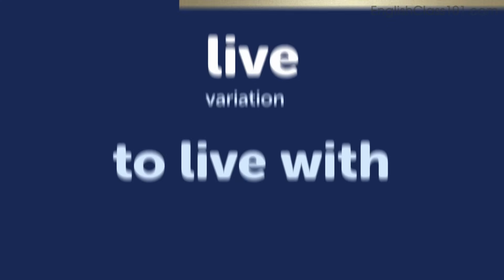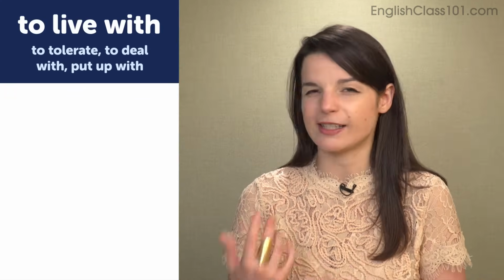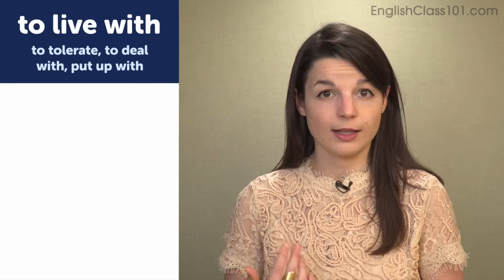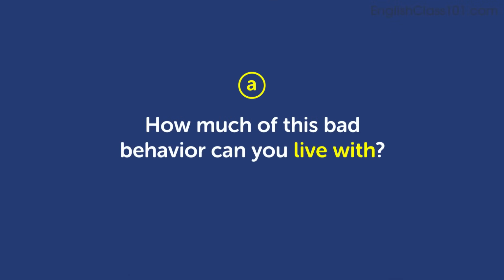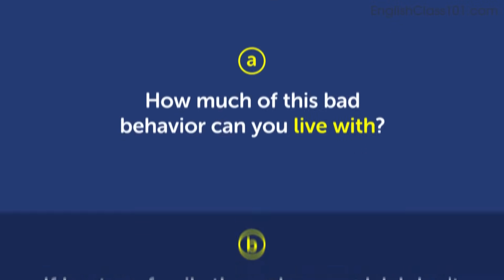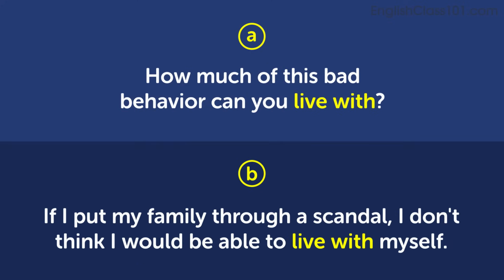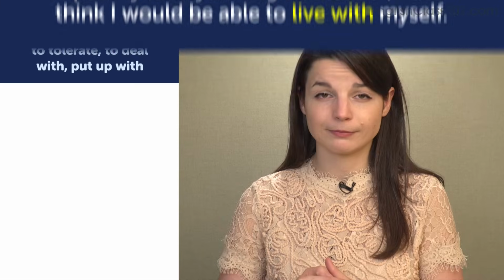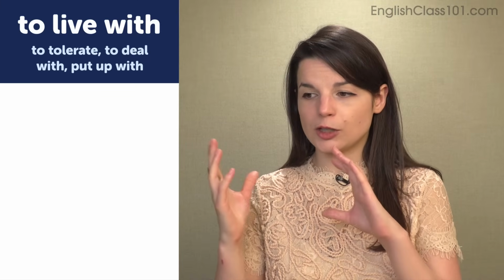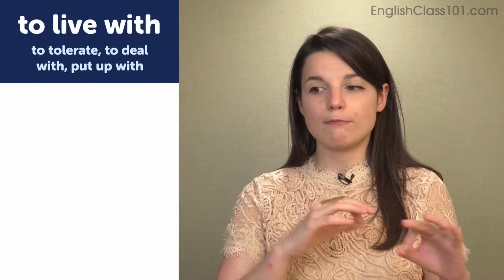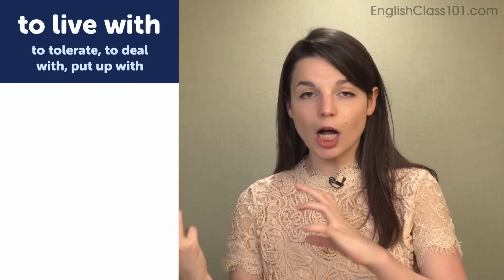Second variation is to live with. To live with means to tolerate or to stand or to deal with something. Some examples. How much of this bad behavior can you live with? If I put my family through a scandal, I don't think I would be able to live with myself. Okay, so we see here to live with something means an ability to tolerate something.